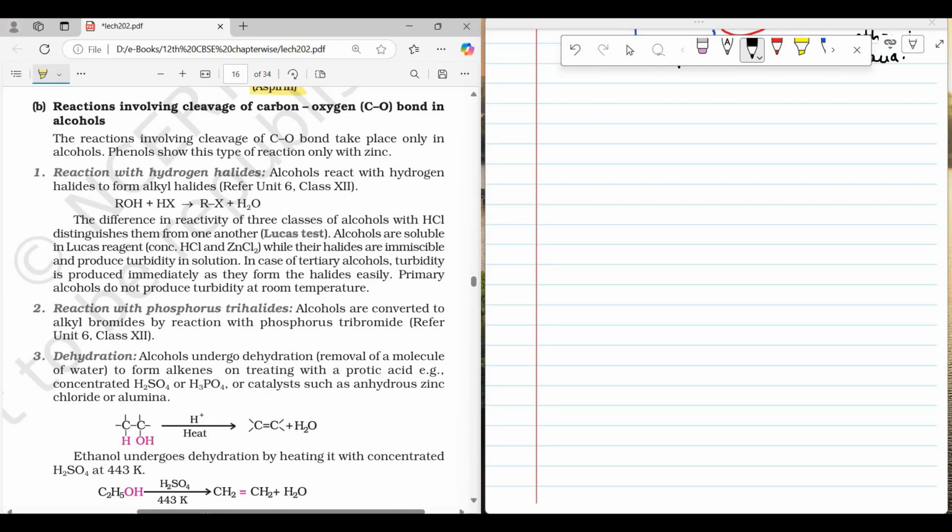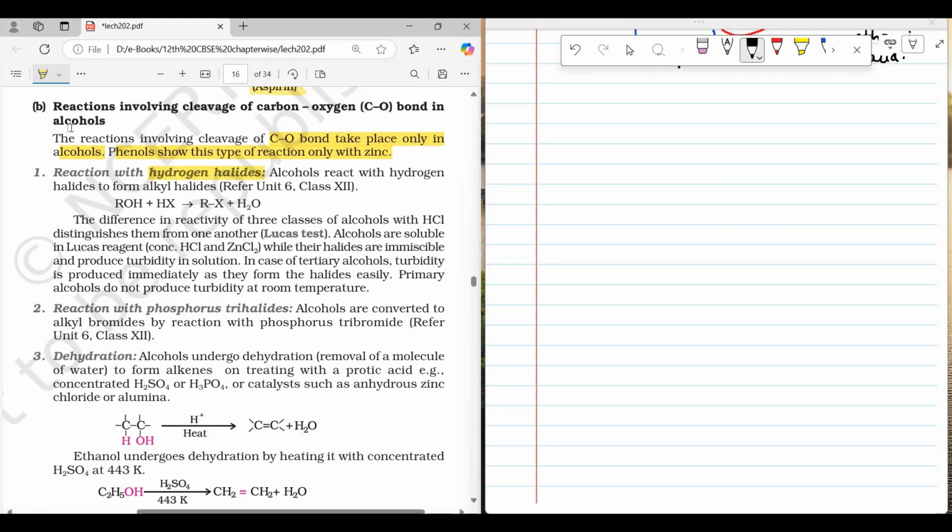Now come to the reactions involving cleavage of the carbon-oxygen bond in alcohol. The reactions involving cleavage of the carbon-oxygen bond take place only in alcohols. Phenols show this type of reaction only with zinc. First type of reaction: with hydrogen halide.